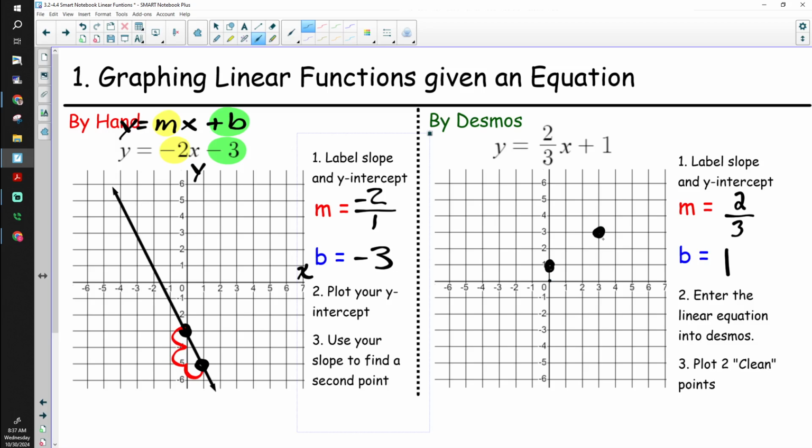All you need is 2 points. There's tons of pretty points. That's not the only one I could have chosen. And now I graph my line going through it.